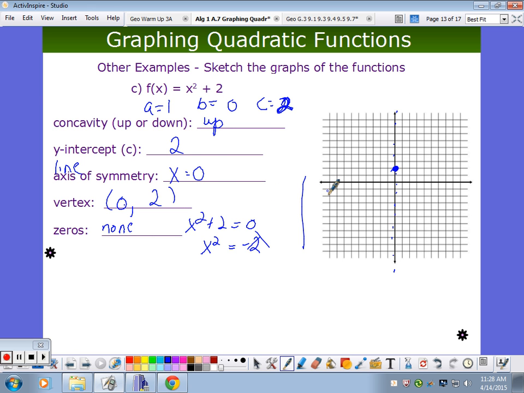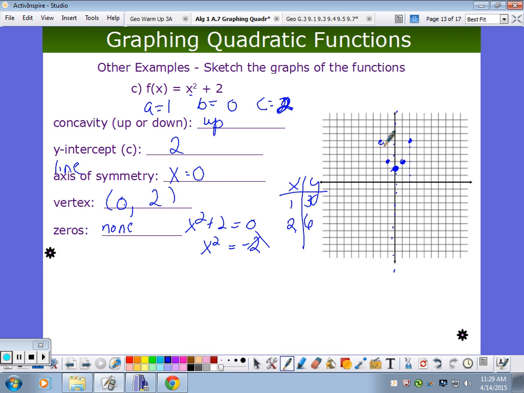This is another case. You know what? 1 point's not enough. Let's see what happens at 1. Let's see what happens at 2. If you plug a 1 in, what do you get? And again, if you're like, I don't know, you can use the table on this as well. And again, symmetry. 2 squared, 4 plus 2, 6.